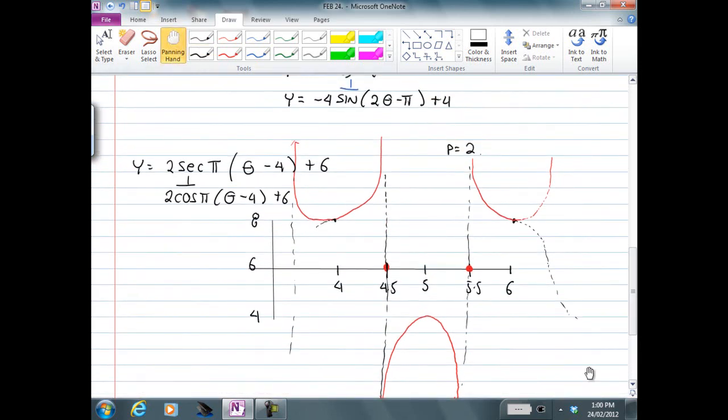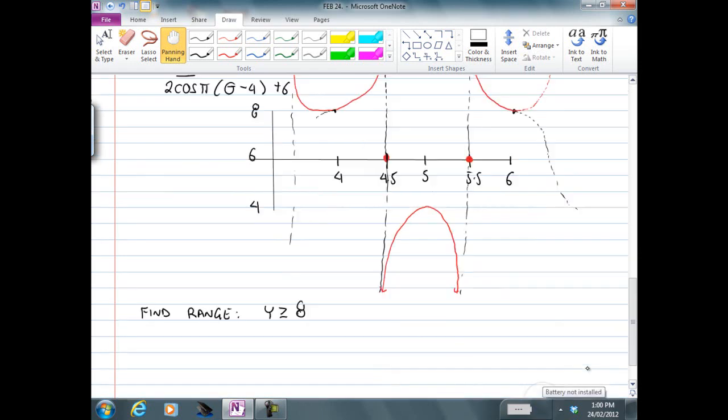The other one is y is less than or equal to 4. So in this one, I have two ranges.